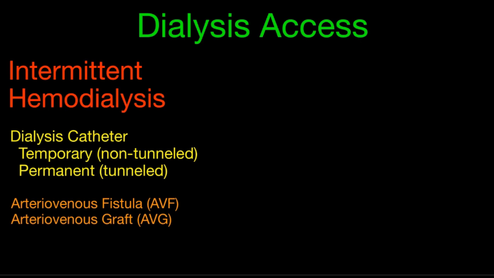The permanent catheter is usually placed by either an interventional nephrologist or interventional radiology. And then the temporary catheter can be placed at the bedside, typically by a nephrologist, ICU physician, internal medicine physician, interventional radiology, or nearly anyone.